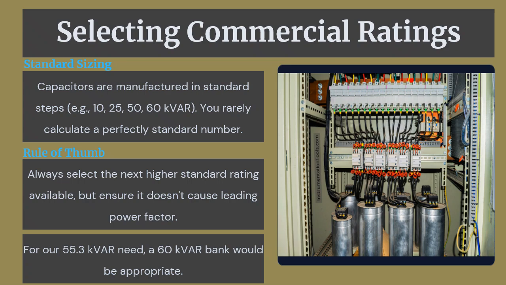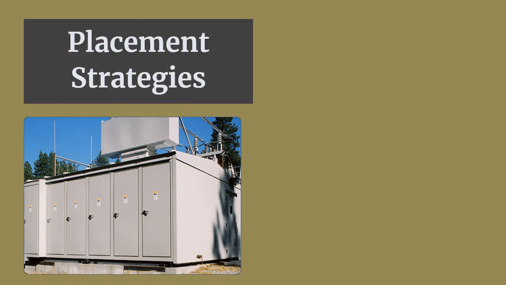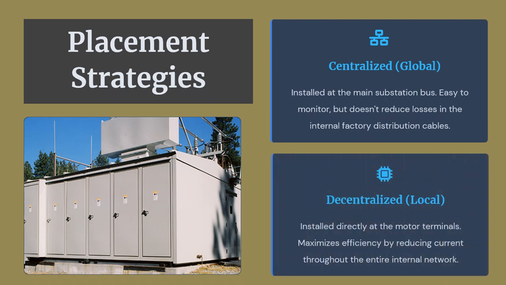Placement strategies. Placement matters. You have two main strategies. Global correction places large banks at the main substation. This is easy to monitor but leaves internal currents high. Local, or decentralized, correction places capacitors right at the motor terminals. This is more efficient as it reduces line losses throughout your entire internal distribution network.